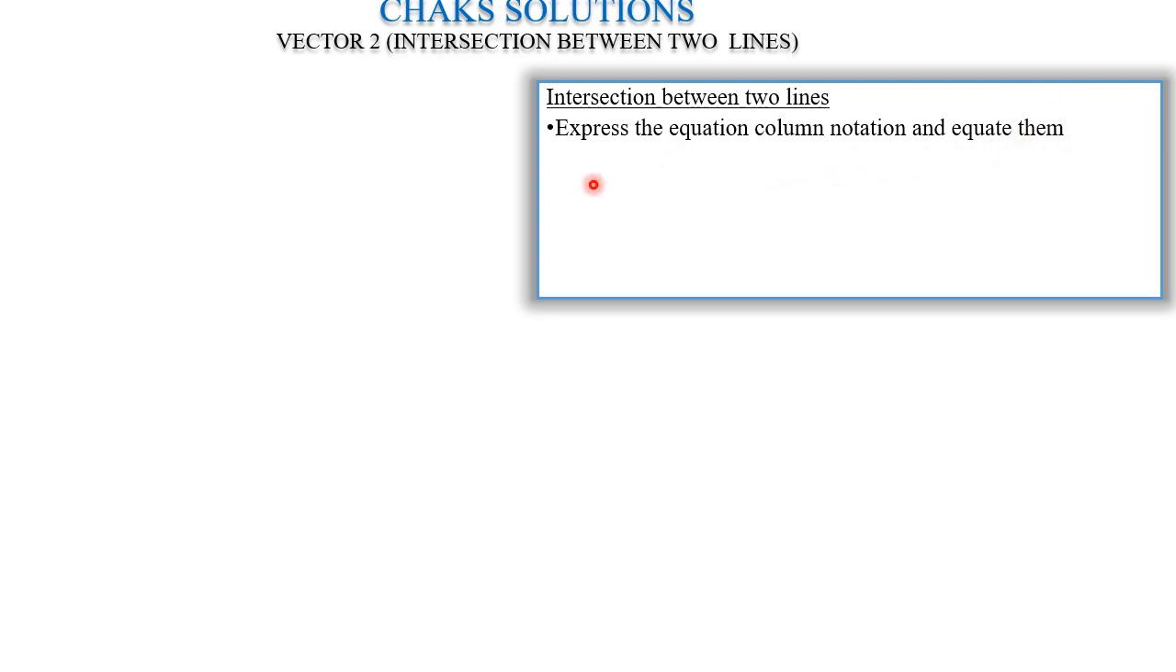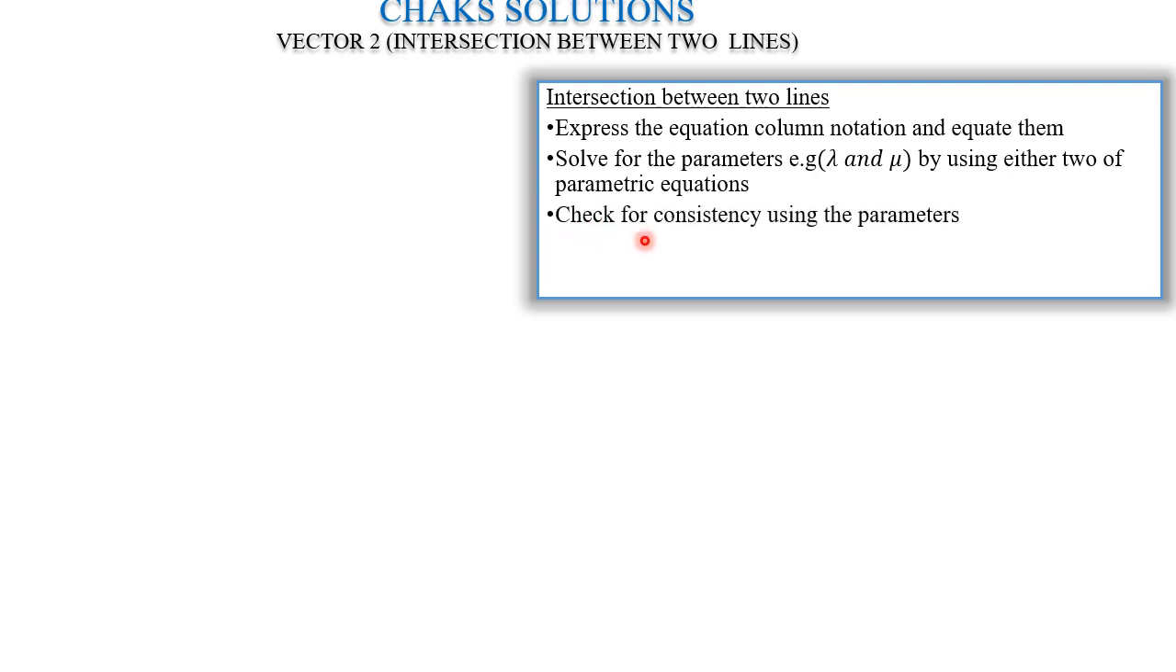Then the second step is to solve for the parameters. For example, you can solve for lambda and mu by using either of the two parametric equations. Then number 3, you check for consistency using the parameters. The final step is to write the point of intersection if the equations are consistent.